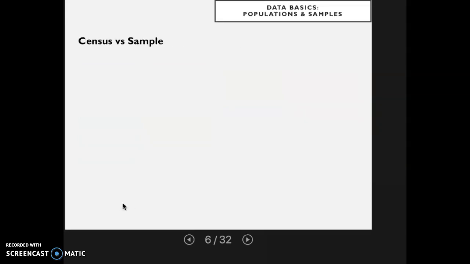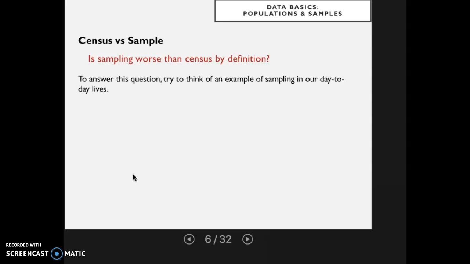Census versus sample. A census, differently from a sample, looks at or examines the entire population of interest, not only a piece. When we have a sample, we have a piece of the population, right? Now, given that the goal of a study that takes a sample from the population is to generalize to the population, is it the case that sampling is always worse than census by definition? To answer this question, I wanted you to think of an example of sampling in our day-to-day life. When do we sample things?